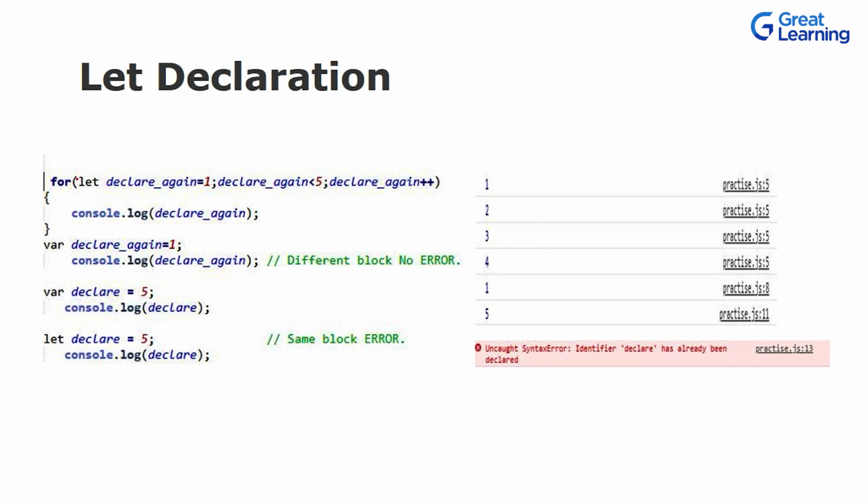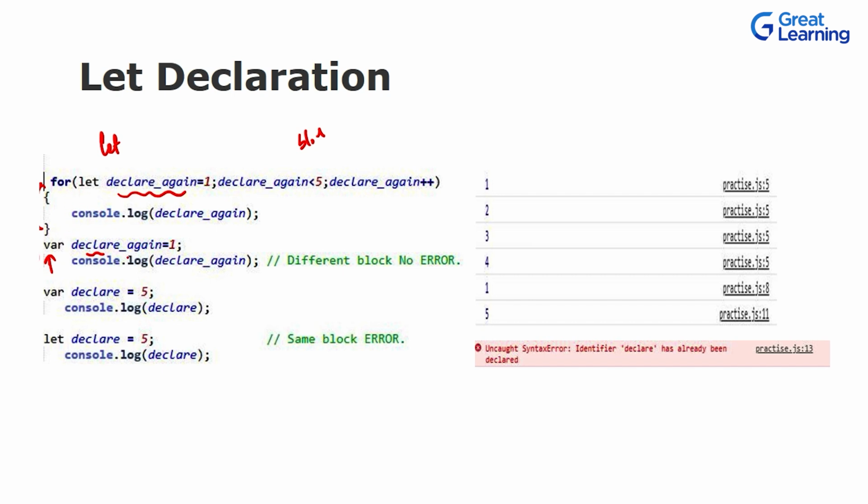If you can see, we have declared the declare variable in this block with the help of the let keyword, right? And we again defined declare, but this time with the help of the var keyword. Since they are in different blocks, this is in the for block, this is in this block. This variable has been declared in this block, and this variable has been declared in a different block.